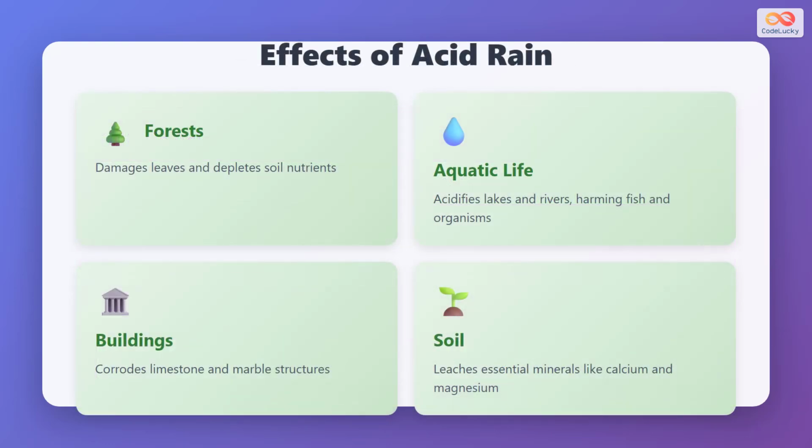Acid rain has widespread environmental consequences. In forests, it damages leaves and depletes essential soil nutrients, weakening trees and making them vulnerable to disease. Aquatic ecosystems suffer greatly as acid rain acidifies lakes and rivers, harming fish and other aquatic organisms that cannot survive in low pH conditions. Historical buildings and monuments made of limestone and marble are corroded by acid rain, causing irreversible damage to our cultural heritage. Additionally, acid rain leaches essential minerals like calcium and magnesium from the soil, reducing soil fertility and affecting plant growth.